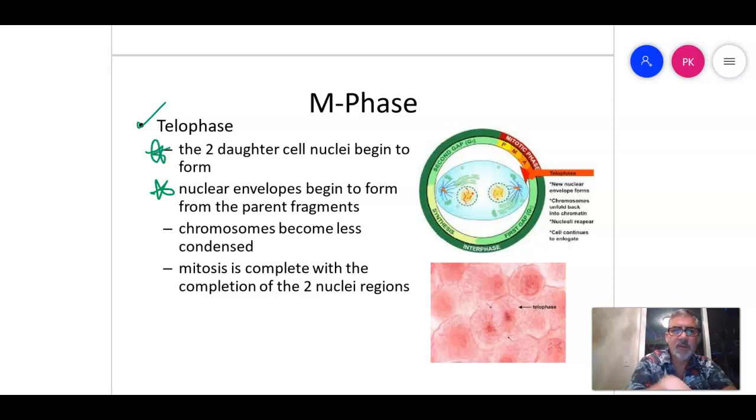Two daughter cell nuclei begin to form because the MPF is almost all gone now. And so when a piece of nuclear envelope finds another piece, it just locks together, and they continue to lock together and form a ball. The chromosomes are now at the separate sides, and the nuclear envelope begins to form. Chromosomes become less dense, so they're becoming chromatin again. And then mitosis at the end of telophase is complete.